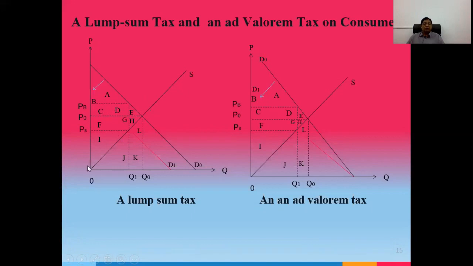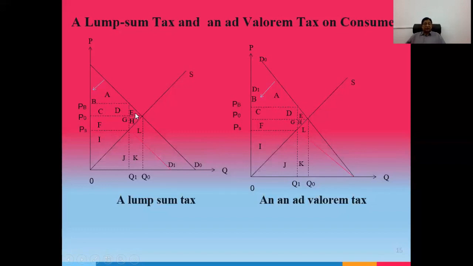Again, before a lump sum tax on consumers, producer surplus is given by the area of I, F, G, H. After lump sum tax on consumers, producer surplus is given by the area of I. Then the reduction in producer surplus is given by the area of F, G, H. Similar to our previous discussion, the social cost of this lump sum tax on consumers is given by the area of E plus G.